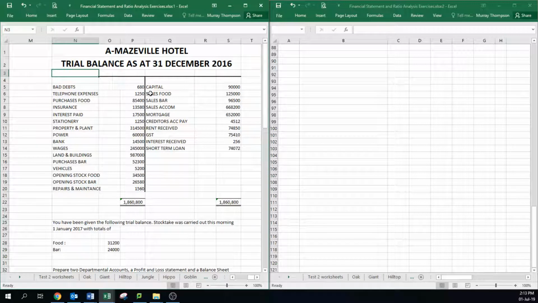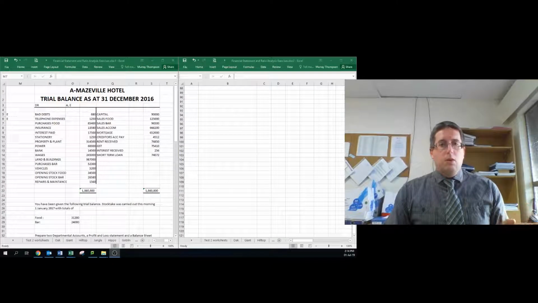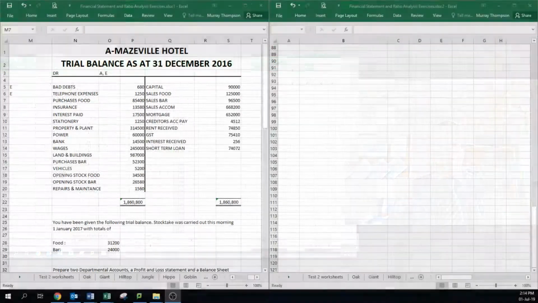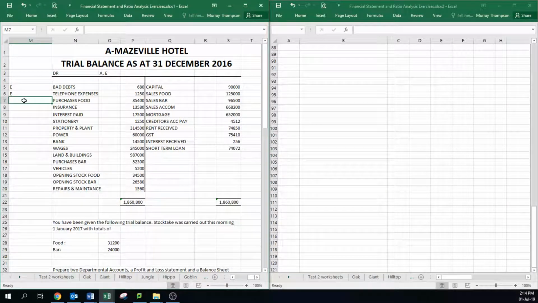On the left, these are all our debit items, because they're on the left-hand side of the equation. So these will be our assets and expenses. For example, we've got bad debts, that's an expense. Telephone expense, that's an expense. Purchases food. Because it's got purchases in the name, we do have to think about it for a little bit, and it belongs to the food department because it has food in the name. So FD, pop that in.